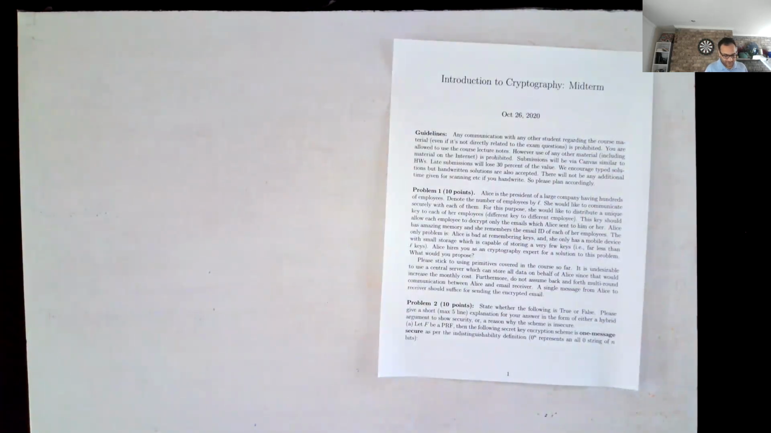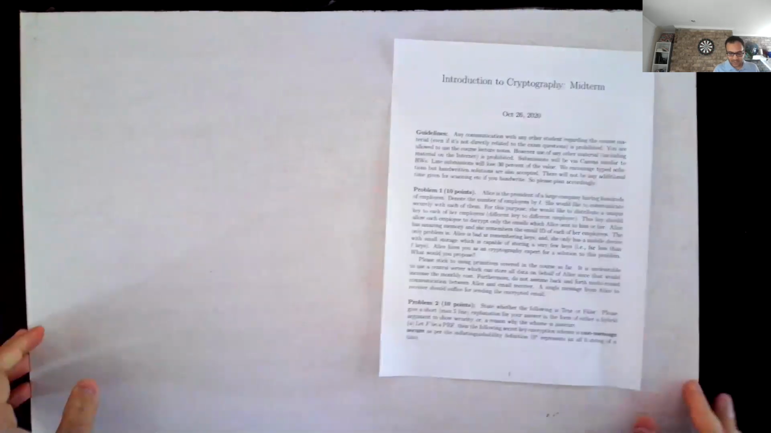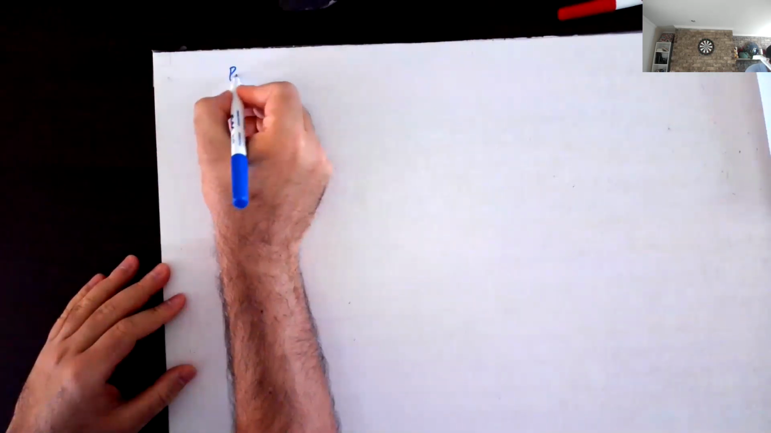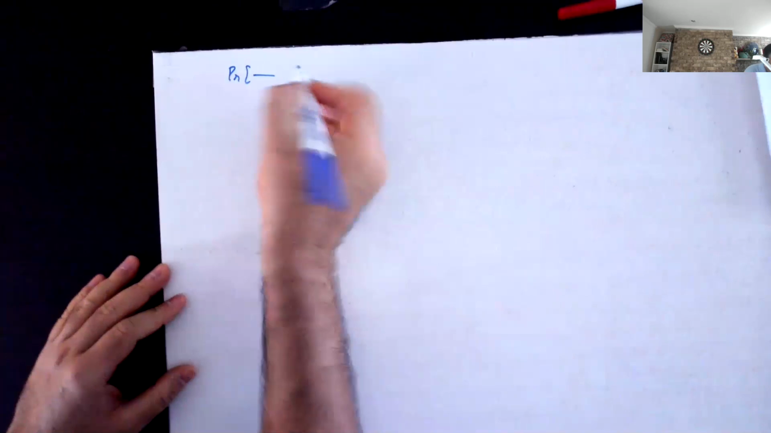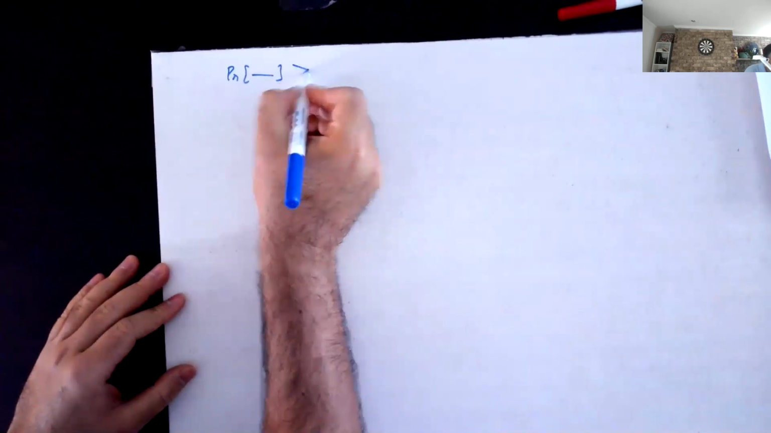Okay, so let's go over the midterm problems. Actually, one common mistake which the TA pointed out, and they asked me to talk about it, is: suppose you write some probability of something to be greater than negligible.